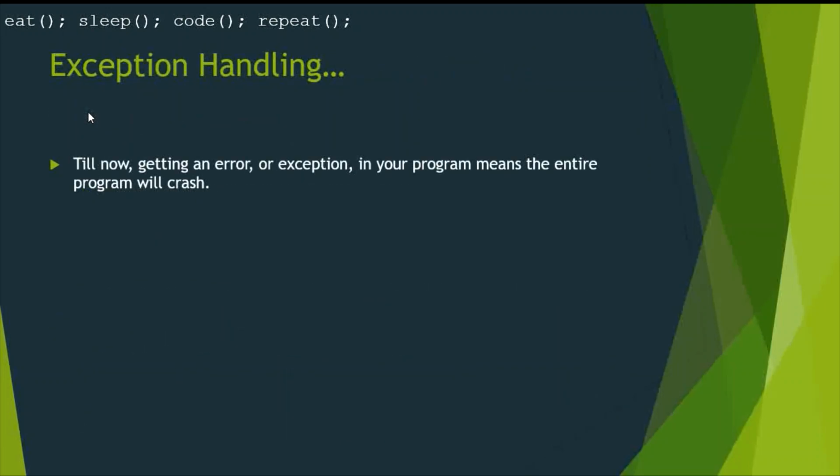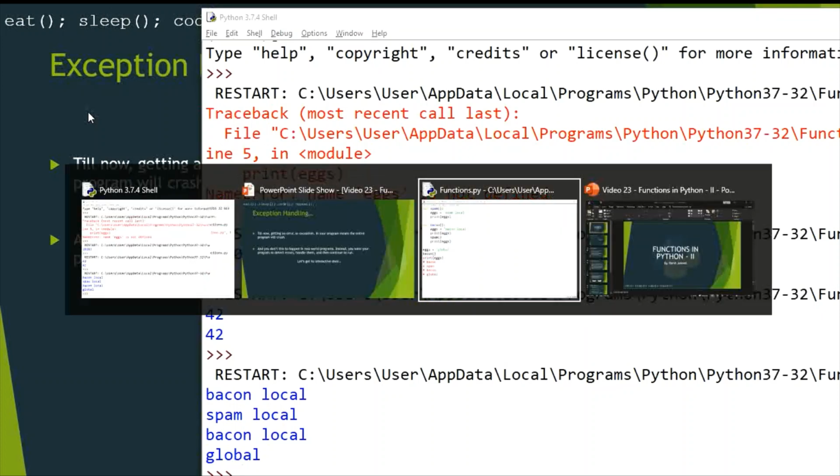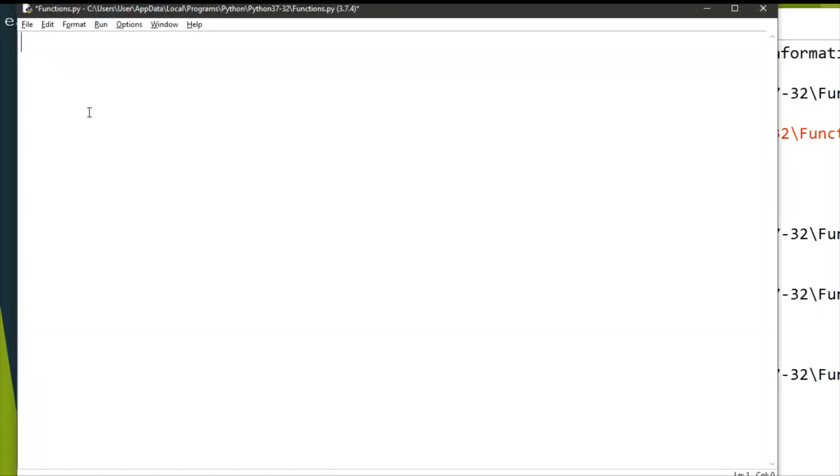Now another important thing when it comes to errors and functions, that is exception handling. Okay, till now you used to have some errors and your program would automatically crash. Okay, you were not able to run the program, and you don't want this to happen in your real world programs, of course. Instead, you want your program to check for that error itself and handle it, and then continue to run. So let's get to interactive shell. This is the last part of our thing.